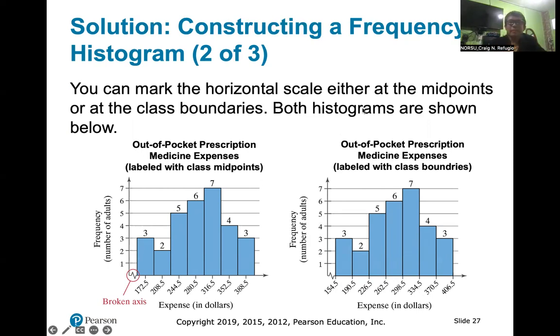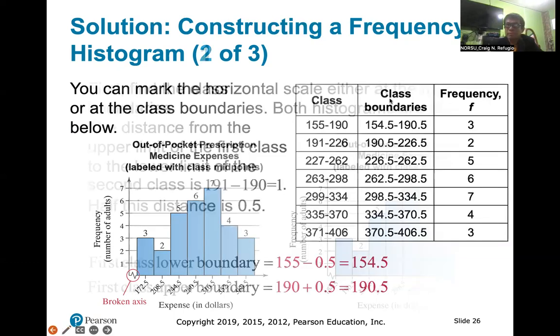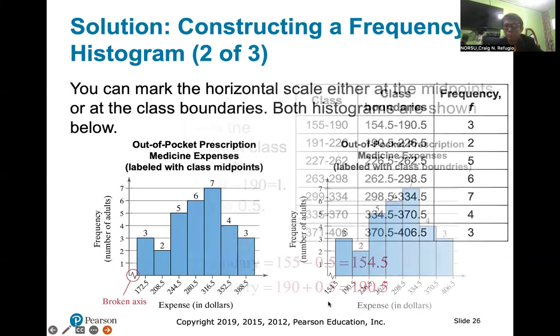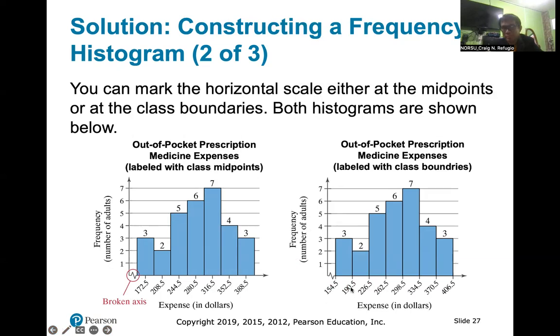So we have these histograms, no? Using this one is through the use of class boundaries and midpoints. This one for midpoints and this one for class boundaries. So when we say class boundaries, this column, 154.5 to 190.5. And this 190.5 and this 190.5 are the same. So if you look at the graph, we have 154.5, then 190.5. This 190.5 is common between the first and the second bar graph or histogram.